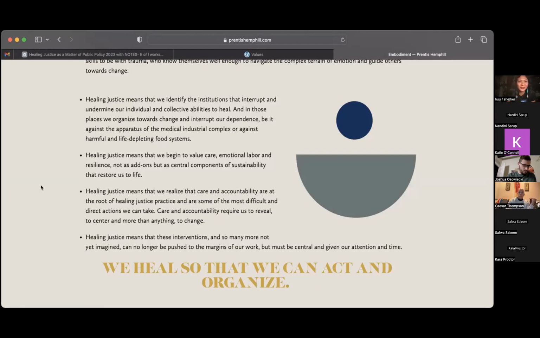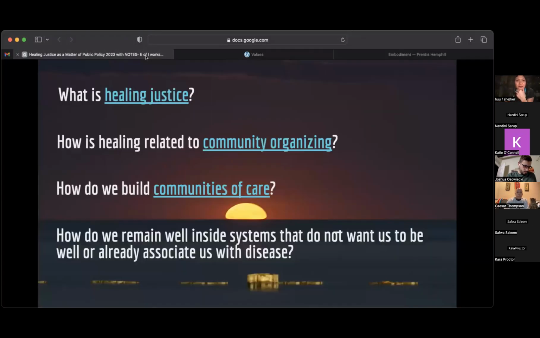Thank you so much. And that last part I love in bold and caps. We heal so that we can act and organize. And so for me, it really encapsulated so well this idea, right? This relationship between healing and community organizing. Because we know, right, again, if we use the context of how healing justice came about, as the response to Hurricane Katrina, because I'm guessing there's some folks here who may be too young to remember 2005.